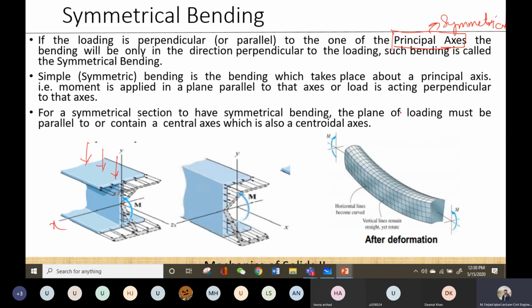So I have another question. Can an unsymmetrical section have symmetrical bending? Anyone?